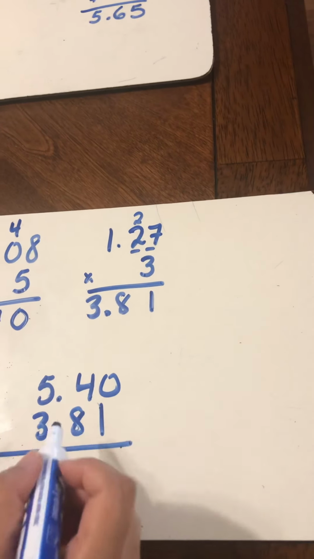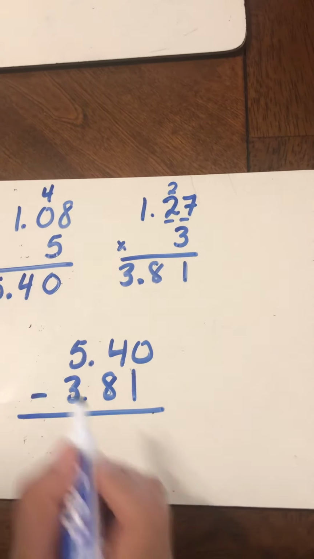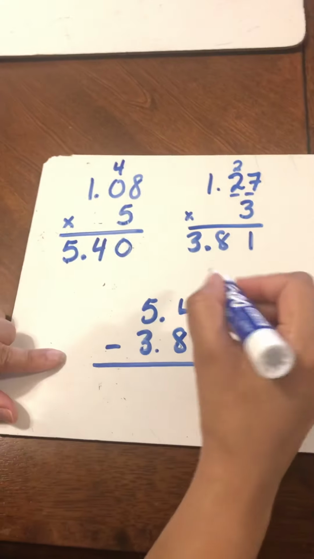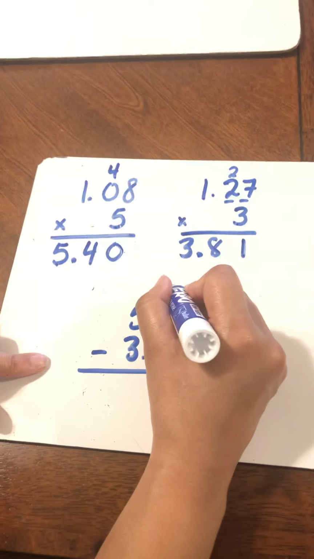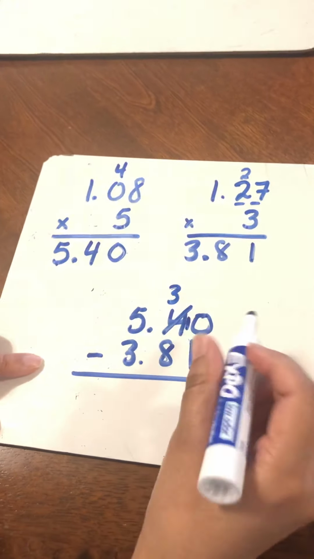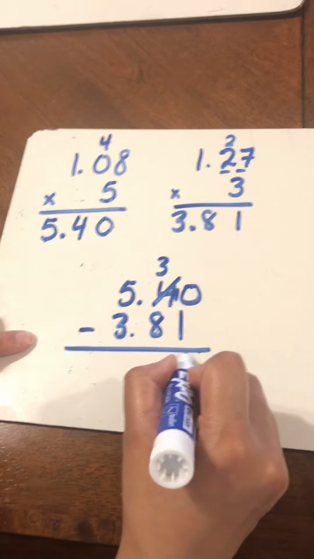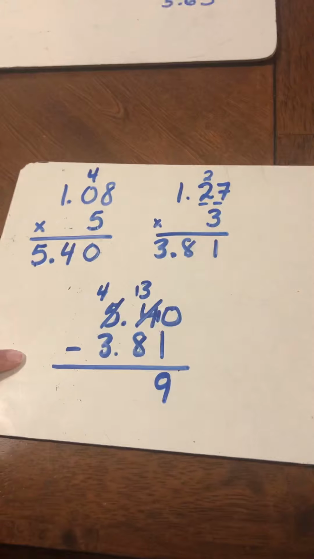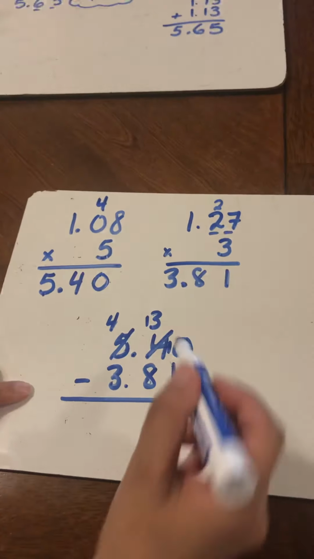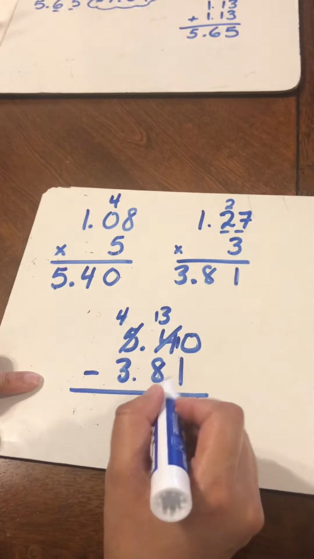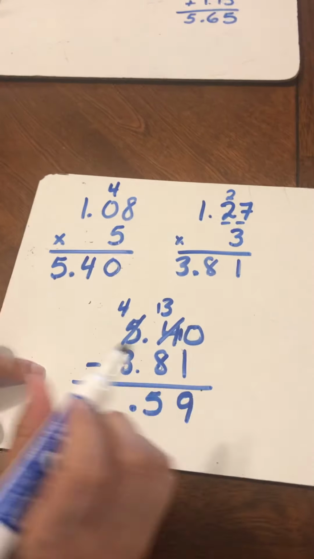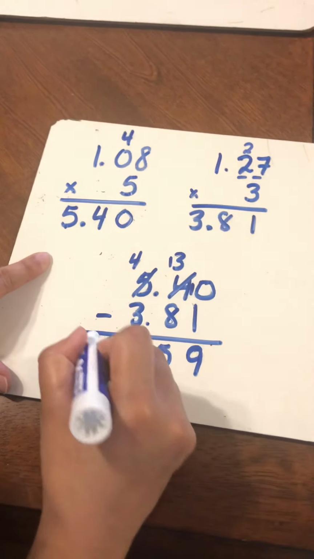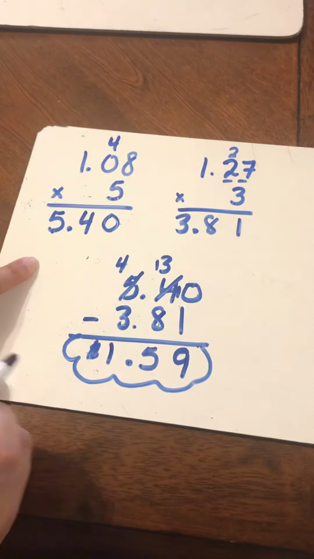So I'm going to do $5.40 minus $3.81. Remember to borrow from your neighbor when the number on top is smaller. So I'm going to borrow from this 4 and I'm left with 3. This becomes a 10. 10 minus 1 is 9. And this 3 has to borrow from the 4. 13, and this becomes a 13. And 13 minus 8 is 5. And 4 minus 3 is 1. So my answer is $1.59.